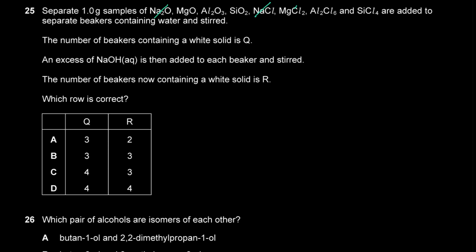Sodium chloride, magnesium chloride, and aluminum chloride are soluble in water. Sodium chloride forms a neutral solution. Magnesium chloride forms an almost neutral or a very slightly acidic solution, and aluminum chloride forms an acidic solution.